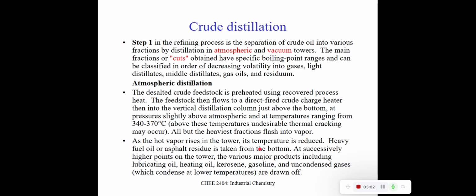Fuel oil, such as asphalt residue, is removed from the bottom of that distillation column. And at higher points of the tower, the various products, including lubricating oil, gasoline, kerosene, etc., and uncondensed gases which condense at low temperature are drawn off.